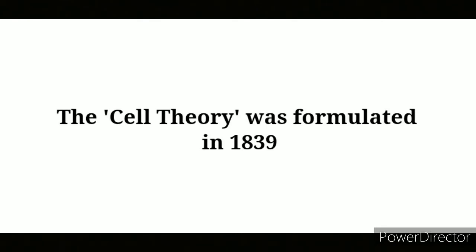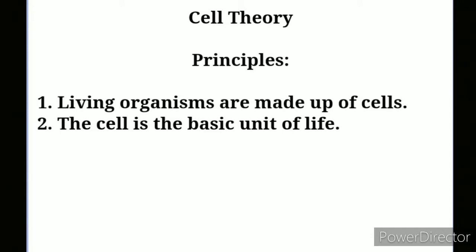According to Schleiden, all plants are made of cells, and according to Schwann, all animals are made of cells. They combined their thoughts and stated two principles of cell theory. The first one is, living organisms are made up of cells. Organisms composed of one cell are called unicellular organisms, and the organisms made up of more than one cell are called multicellular organisms. As simple as that.